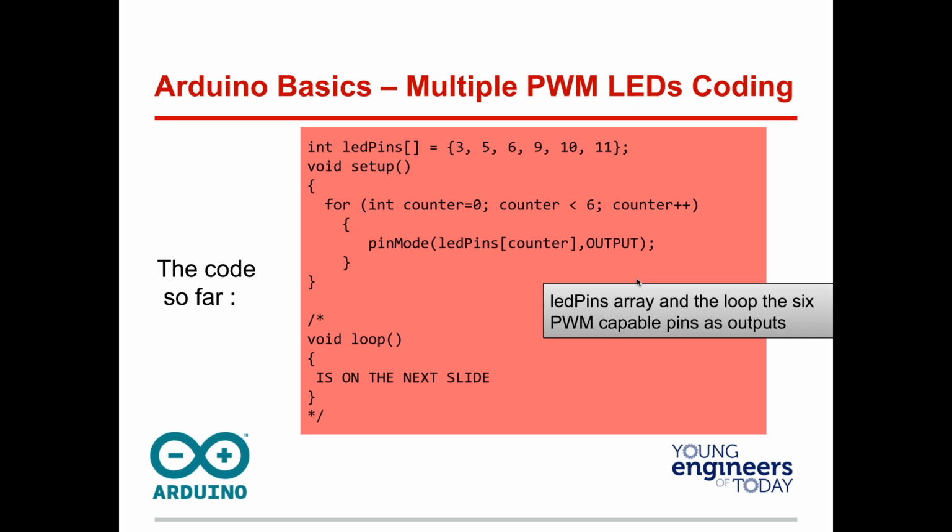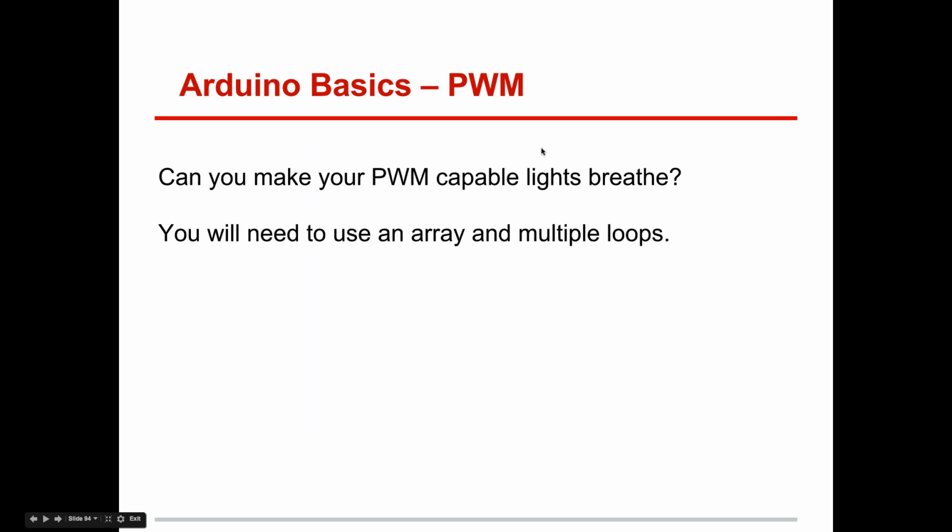Okay. So you can do things as, can you make your PWM capable of lights breathing? So all of them go on at once. You'll need to use an array and multiple loops. I'll give you that tip. So can you figure out a way to get them all at once? Tip, it's going to require an array.